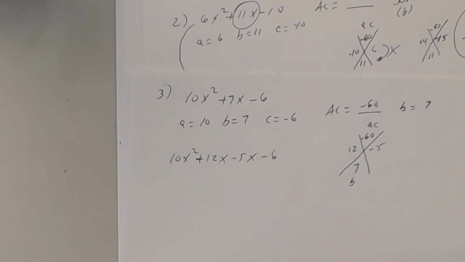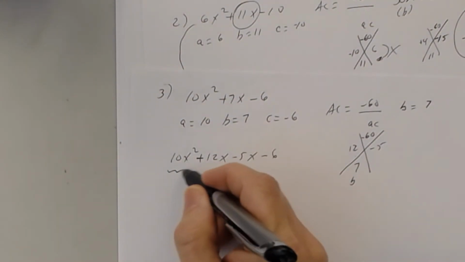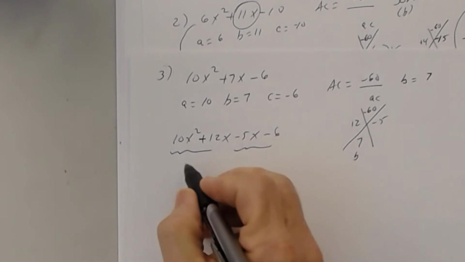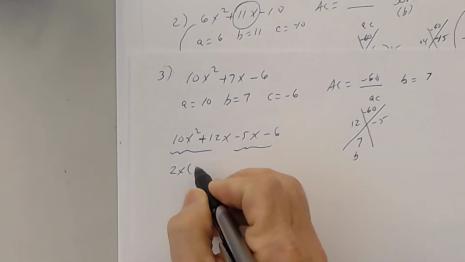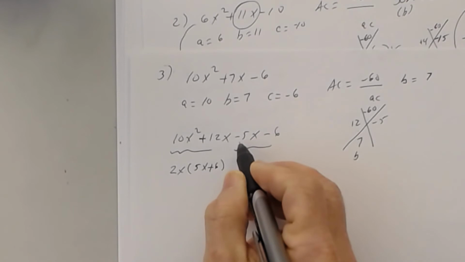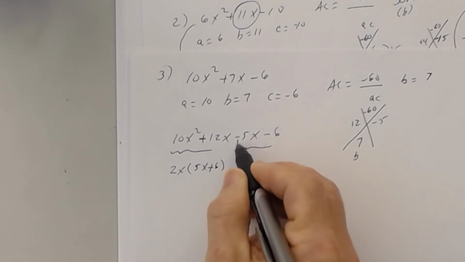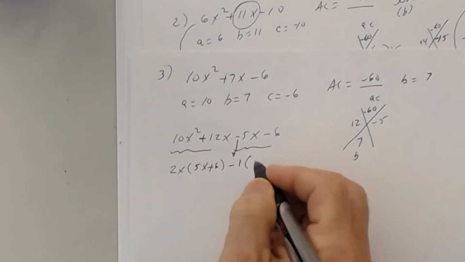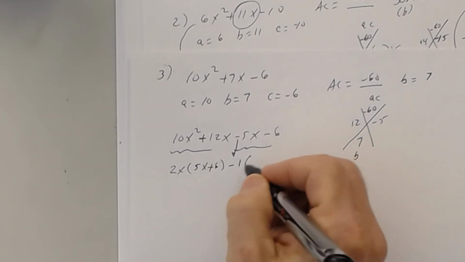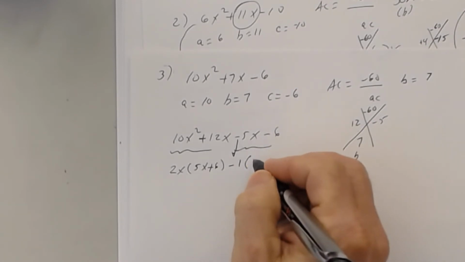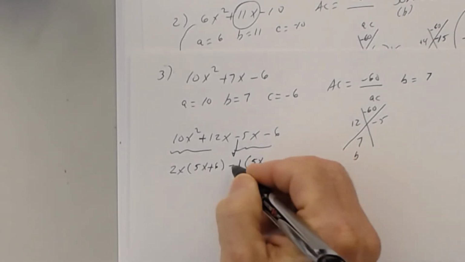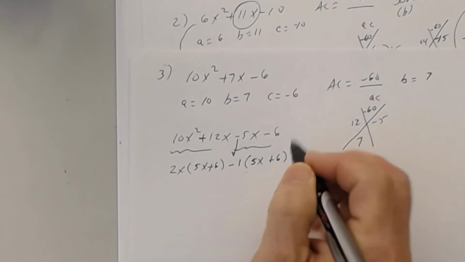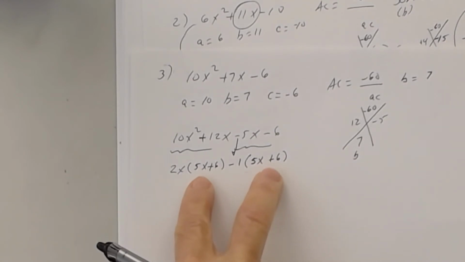So now I'm going to do grouping. Group the first 2. Group the last 2. What do I factor out of the first group? 2x. What do you get? 5x plus 6. All right, now be careful with the next one. You're going to factor out a negative 1. You need that negative 1 there. Negative 1 times what is a negative 5x? 5x. Negative 1 times what is a negative 6? Positive 6. If you're doing this correctly, those two should be the same, right?